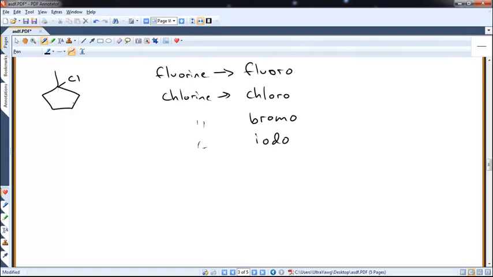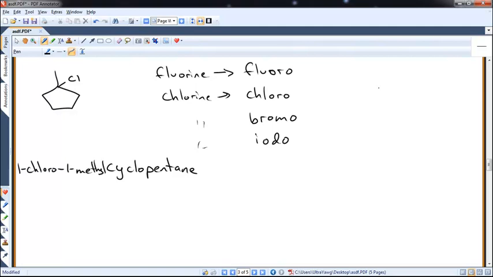So we count the longest chain, 1, 2, 3, 4, 5. So we're talking about a cyclopentane, that's our parent name, right? At the 1 position, what do we have? We have a chlorine, and at the 1 position, we also have a methyl. What comes first? C for chloro, or M for methyl. Hopefully we all know 1 chloro, 1 methyl, cyclopentane. That would be our name.